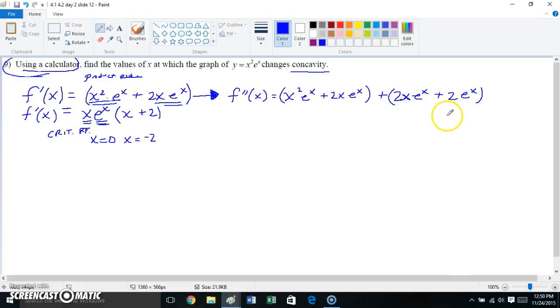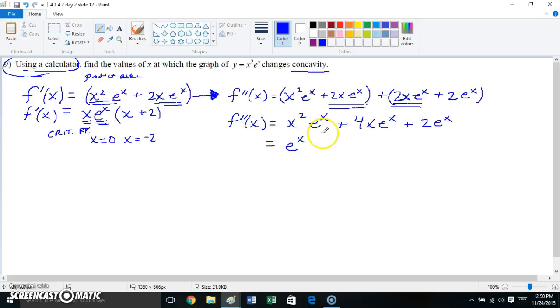All right, can we simplify anything? Looks like we have like terms. So f double prime of x is equal to x squared e to the x plus 4x e to the x plus 2 e to the x. All right, let's factor, pulling out a common factor of e to the x. So we get x squared plus 4x plus 2.